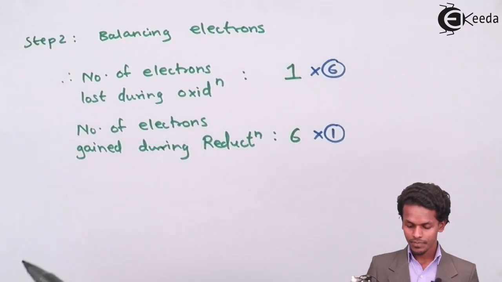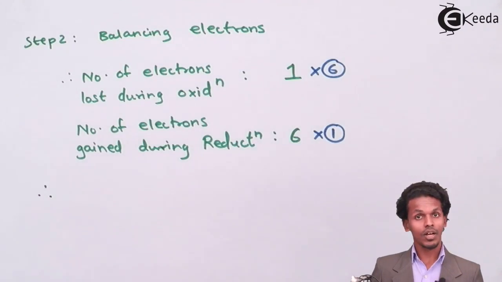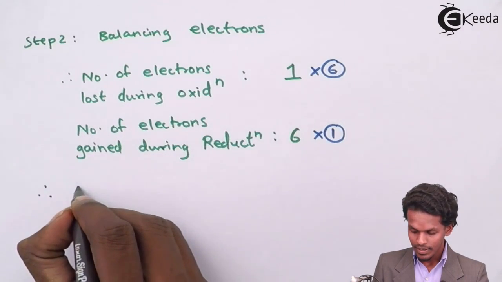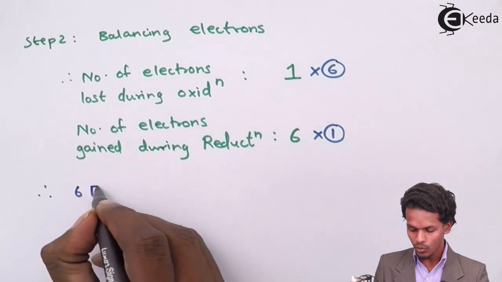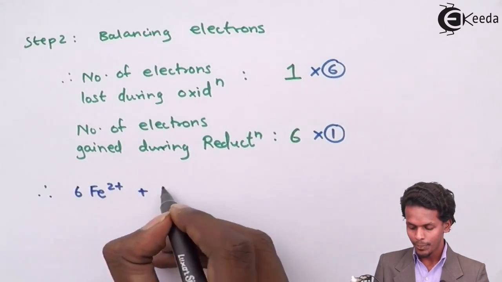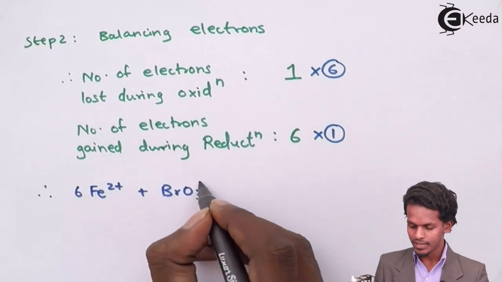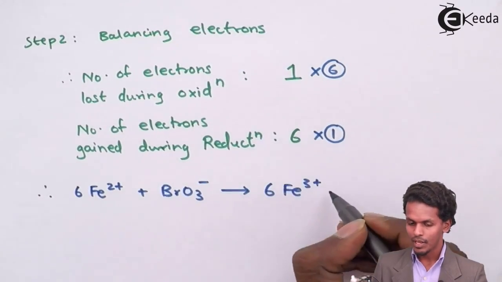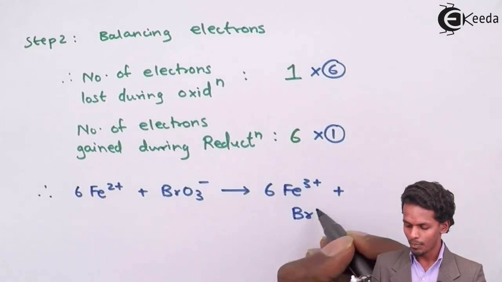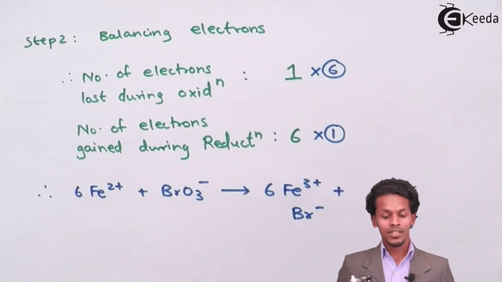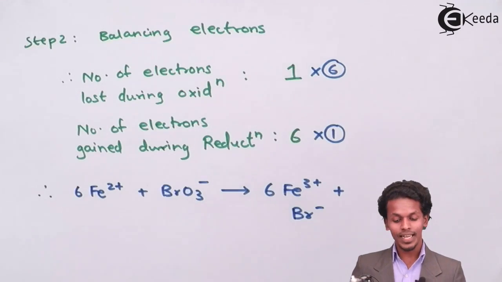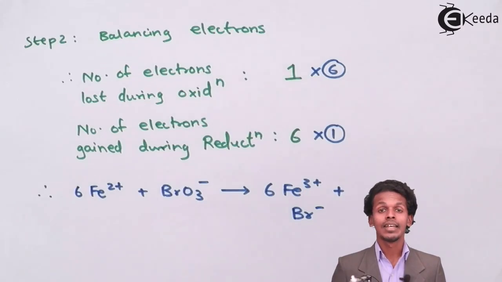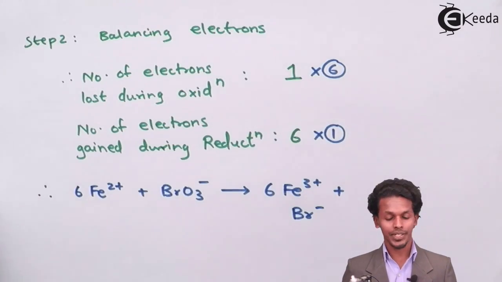So the equation that we have got right now after balancing the electrons will be 6 times Fe2+ plus BrO3-, that should give us 6 times Fe3+ ion plus Br-. So this is the equation that we have balanced with electrons. The next step would be balancing oxygen. So let us do it.